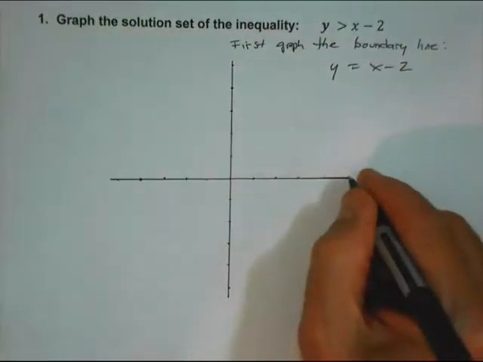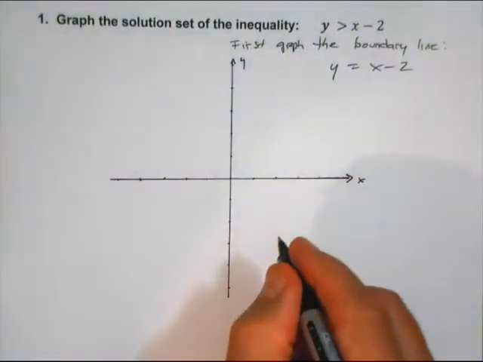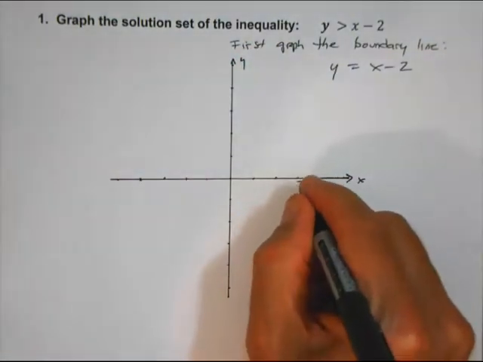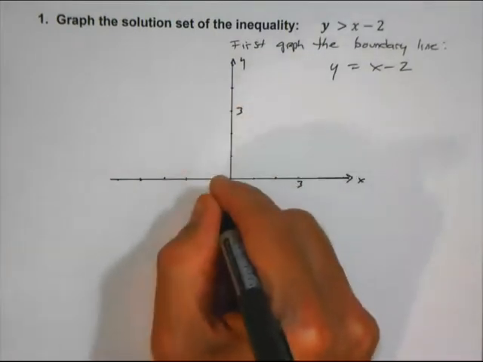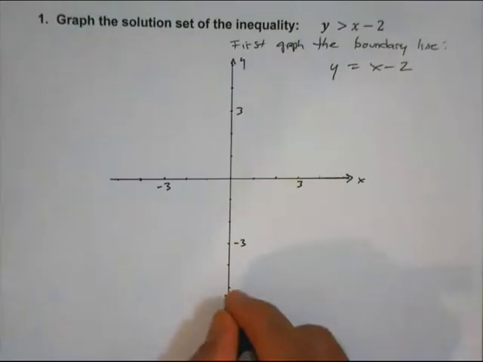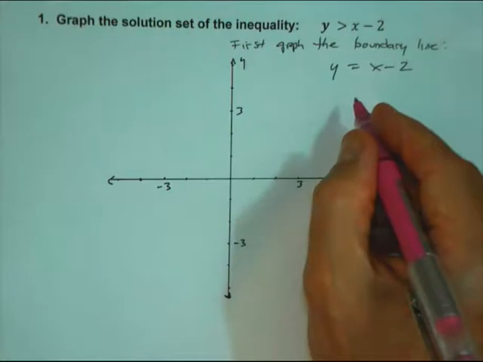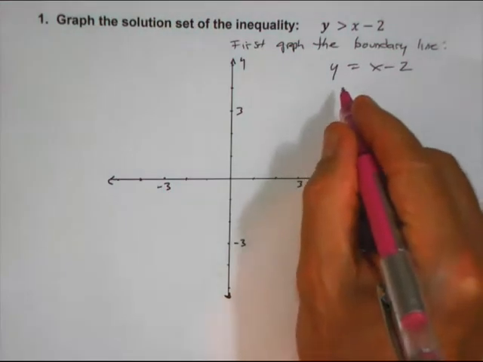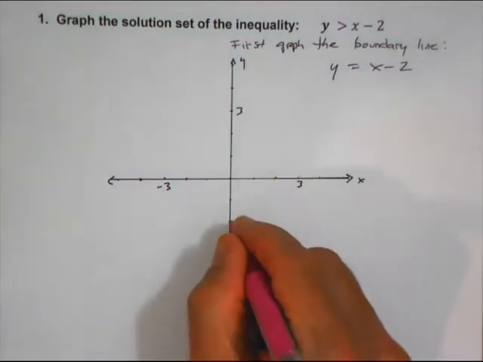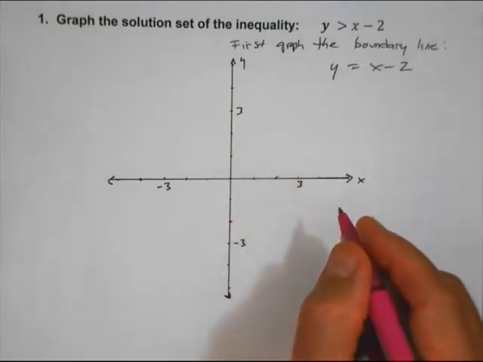Okay, we'll label the axes. This will be x. This will be y. Scale the axes. 3, 3, negative 3, negative 3. Okay, now in a contrasting color, we'll get this boundary line going. Let's see, we mentioned that the y-intercept is negative 2. X-intercept at 2.